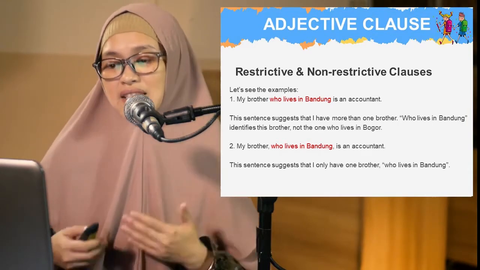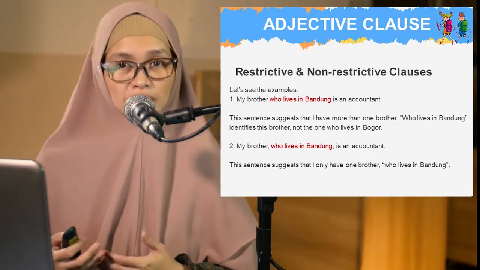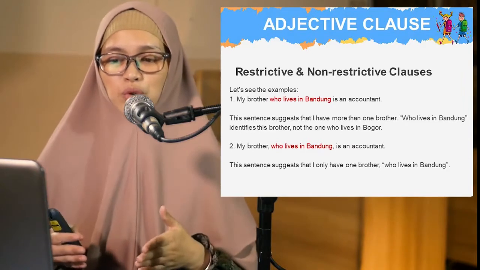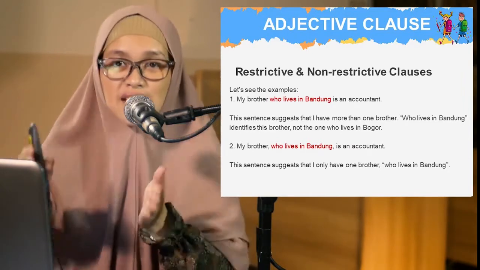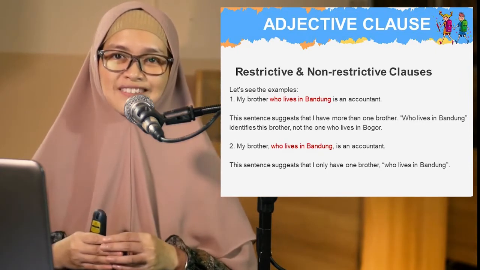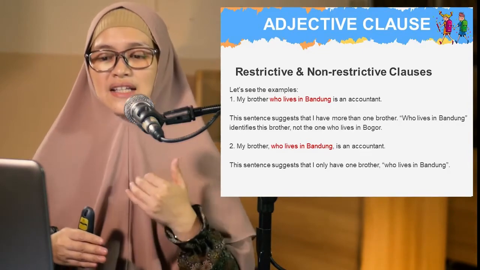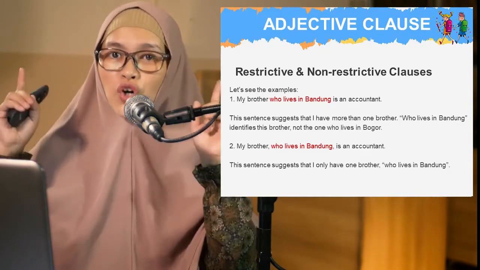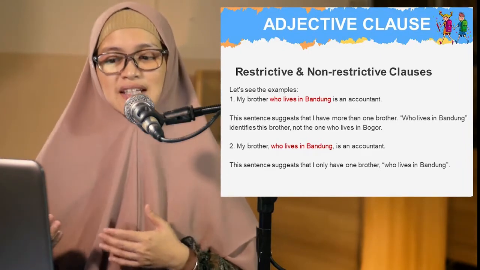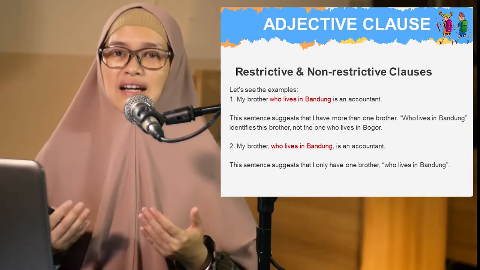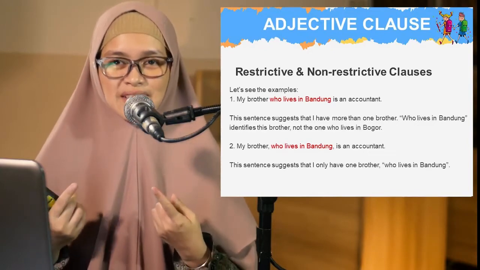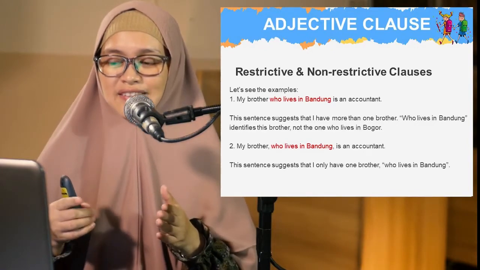Let's see here. My brother who lives in Bandung is an accountant. This sentence suggests that I have more than one brother. The clause who lives in Bandung identifies this brother who lives in Bandung, not the one who lives in Bogor. Whereas the second sentence, my brother, with commas, who lives in Bandung, is an accountant, suggests that I only have one brother. The exact brother, only one.